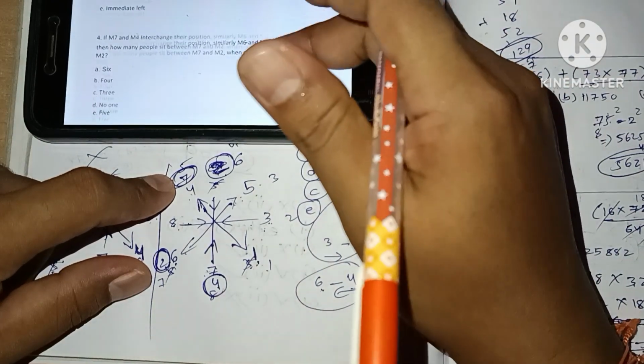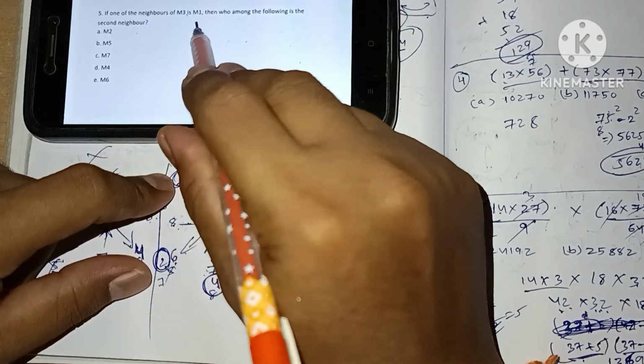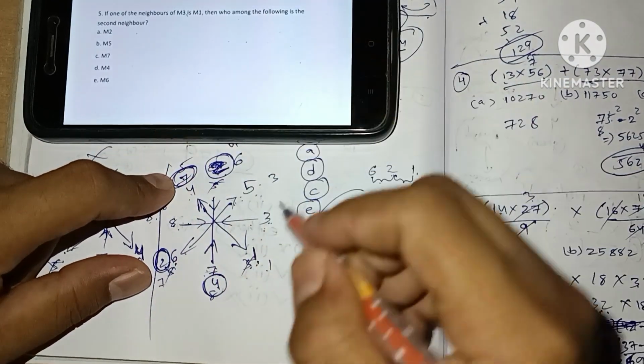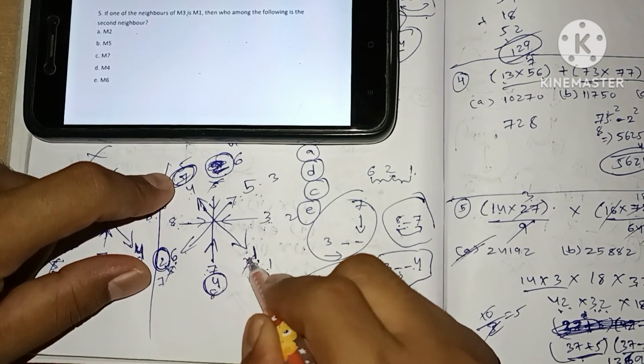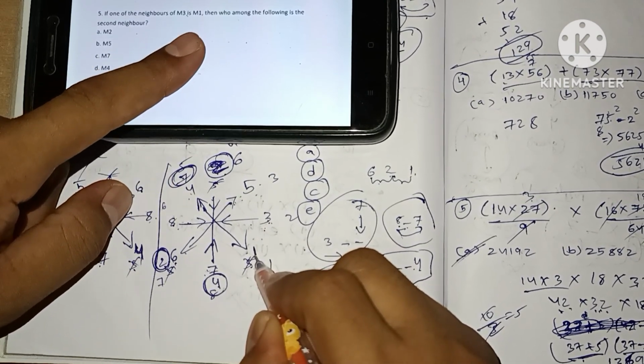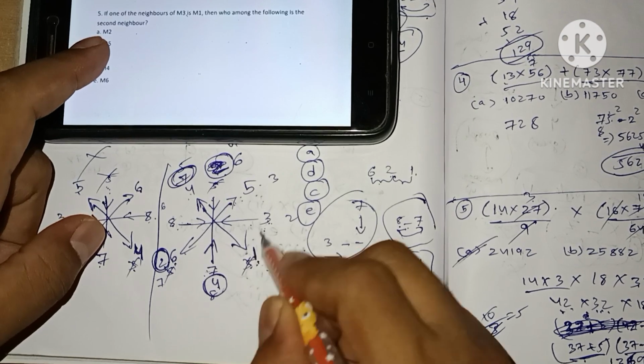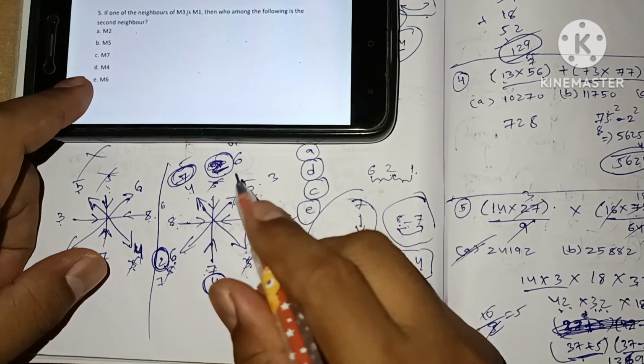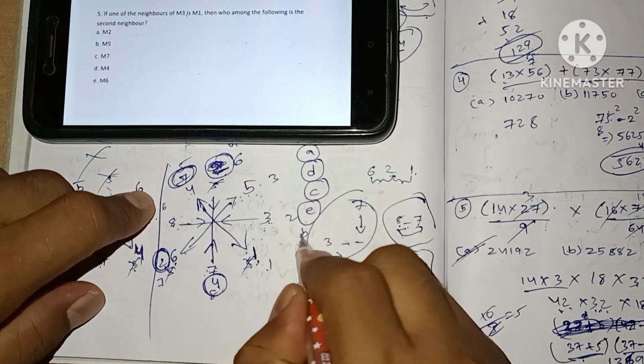Next, fifth question, if one of the neighbors of 3 is 1, yes, the immediate neighbor of 3 is 1, then who among the following is the second neighbor? Second neighbor is the 5. Option B is our answer.